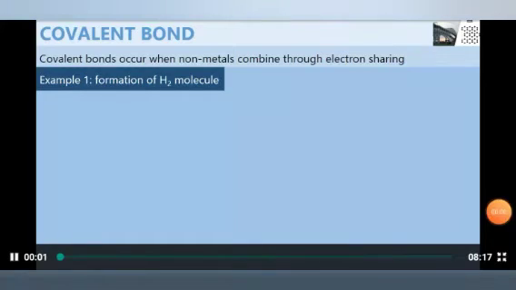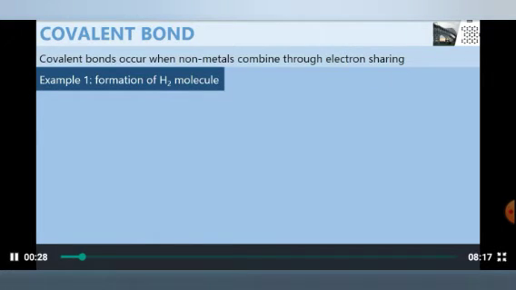This lesson, we're going to discuss the covalent bond, or sometimes you can pronounce it covalent bond. Anyway, I like to say it as covalent. Now, covalent bonds occur when nonmetals combine through electron sharing. This is the second way that chemical bonds can be formed, through electron sharing.